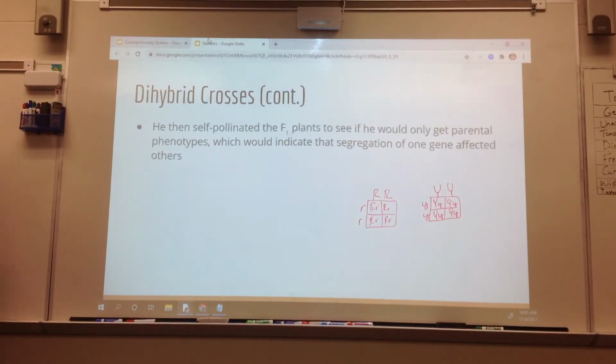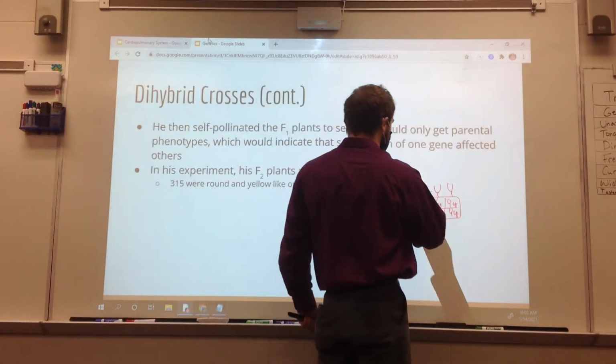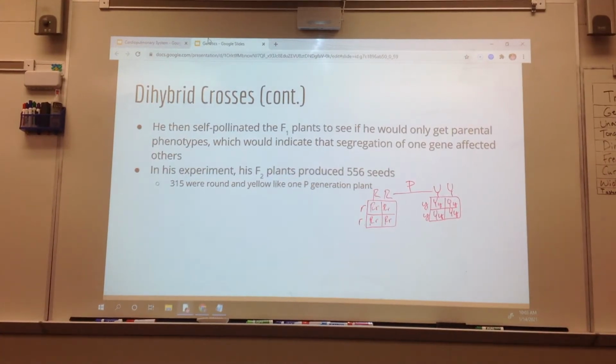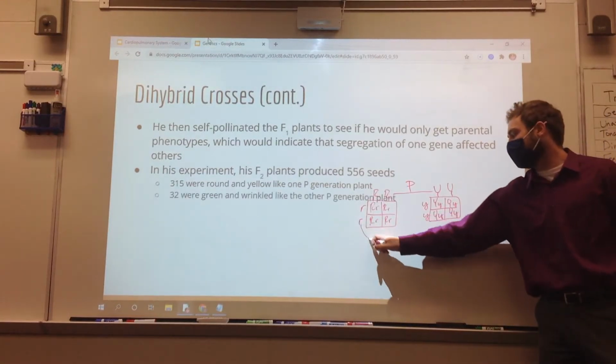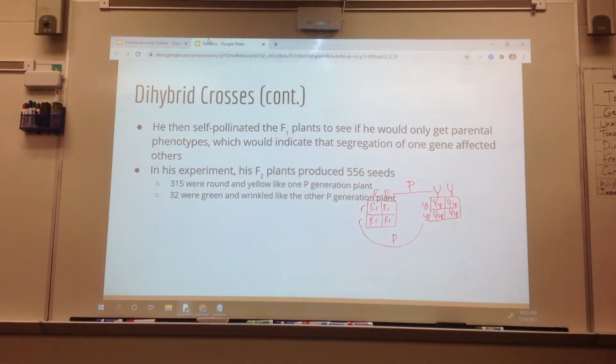Okay. So then he's going to allow the F1 plants to self-pollinate. And he's going to look, will I only get round yellow and wrinkled green, or will I get combinations of the two? Of those F2 plants, he got 556 seeds. 315 were round and yellow. So you remember, round and yellow was a parent generation plant. So the grandparents of these. He also had 32 that were green and wrinkled like the other parent generation plant.